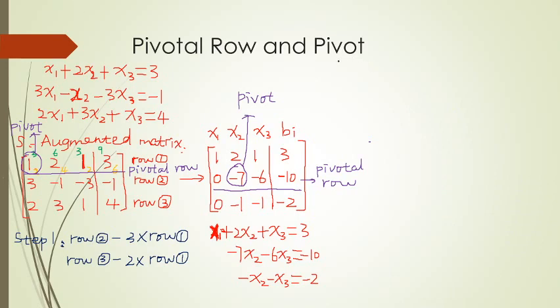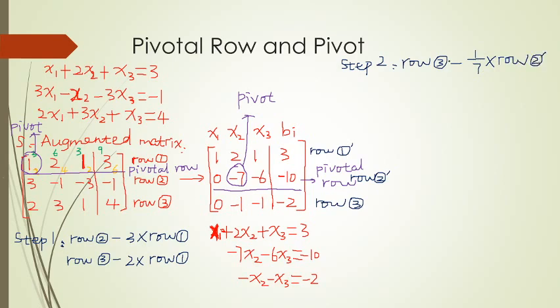So step 2. What is my step 2? I will mark those as new rows. So this is row 1 prime, new row 2 prime, and this is row 3 prime. We will not change row 1. Since row 2 is the pivot row, it's fixed. So that will be row 3 minus, how can we decide the 1 over 7? Because we are trying to make this A32 become 0. So row 3 minus 1 over 7 times row 2. Prime means a new row.